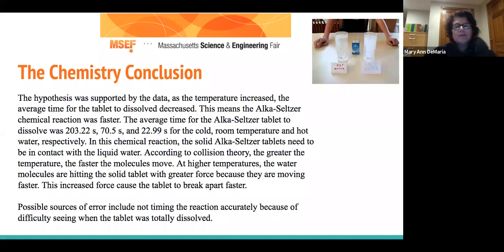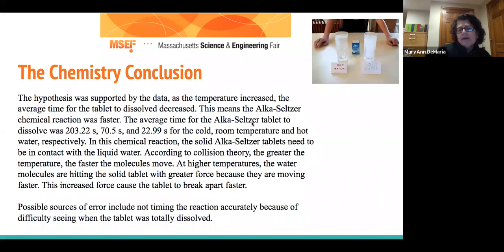So we could just read this one out loud. So here's the claim. The hypothesis was supported by the data. As the temperature increased, the average time for the tablet to dissolve decreased. Okay, so that's our claim. We're saying the hypothesis was supported. Now I've got to back that up with some evidence. The kid said, this means the Alka-Seltzer chemical reaction was faster because with time, smaller time means faster. And then here's your evidence.